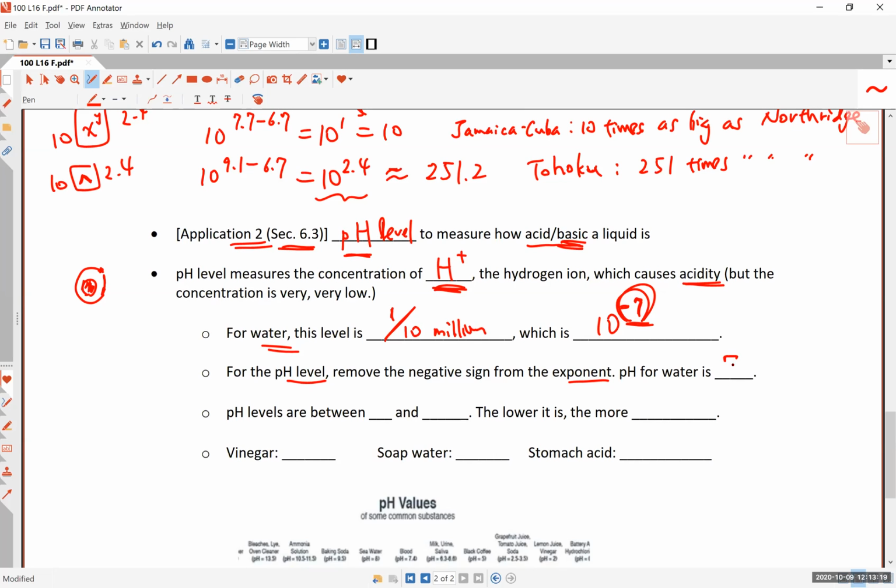So pure water has a pH level of 7, all right? And the pH level is always between 0 and 14, okay? And the lower it is, the more acidic it is. Because if you have a pH level of 3, for instance, that's 10 to the third.